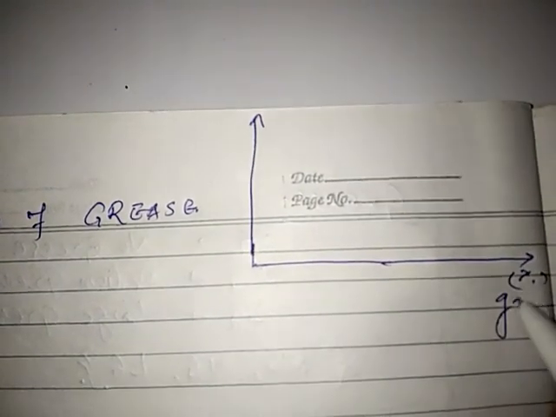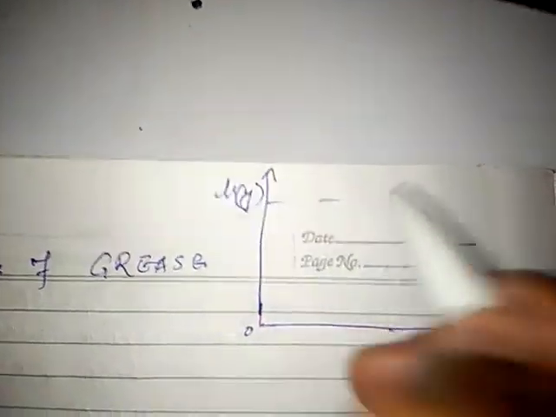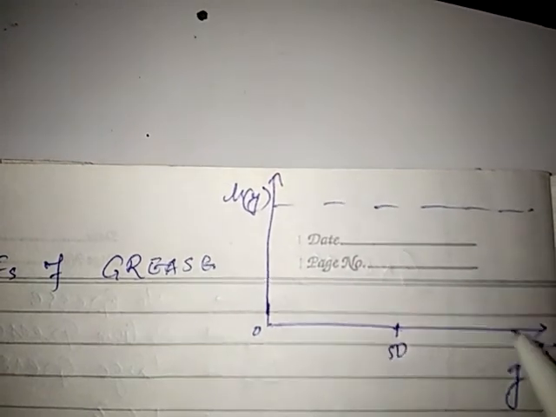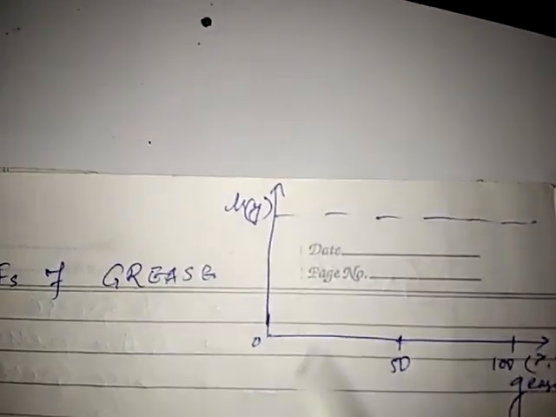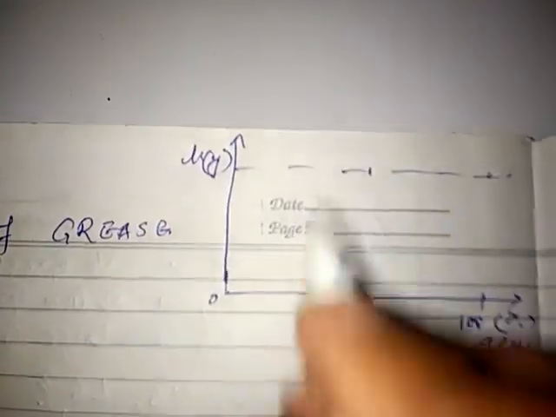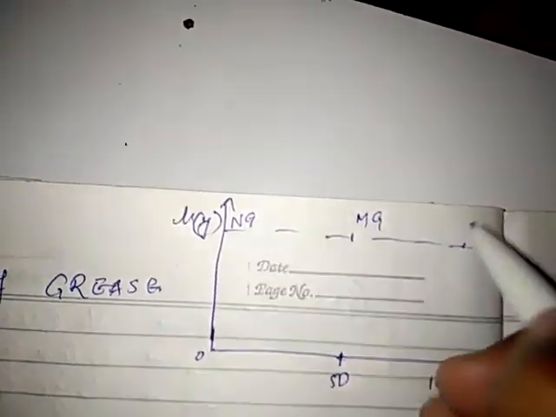It is in percentage, that is 0. We are taking here the y, this one, here is the 50 and here is the 100. One value is this, one value is this. That start, that is the no grease, medium grease and large grease.